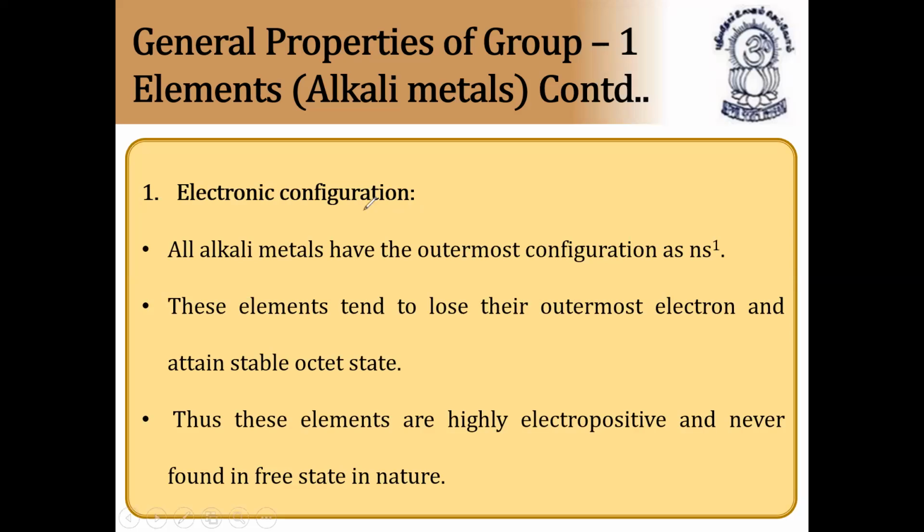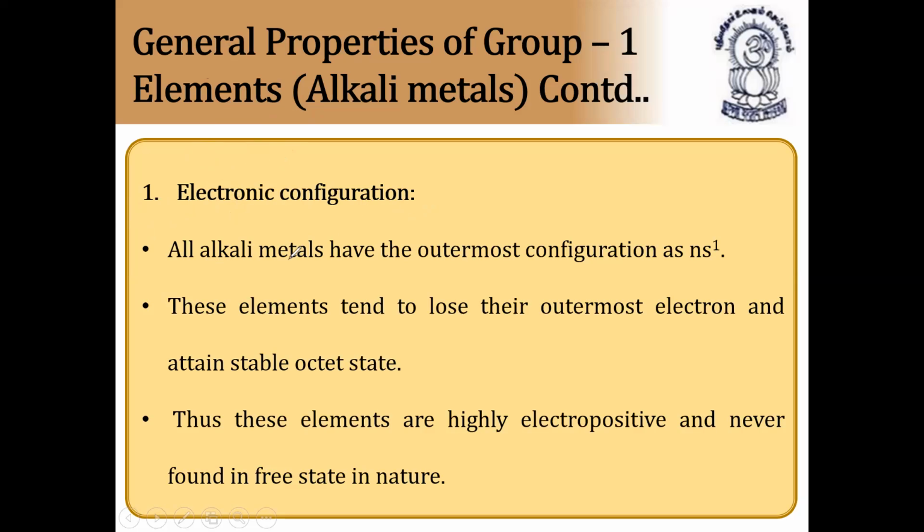First, we have electronic configuration in general properties. General properties of group 1 elements, that is alkali metals. We are discussing only alkali metals. We are not discussing alkaline earth metals. First we'll discuss alkali metals, then we'll go for alkaline earth metals.